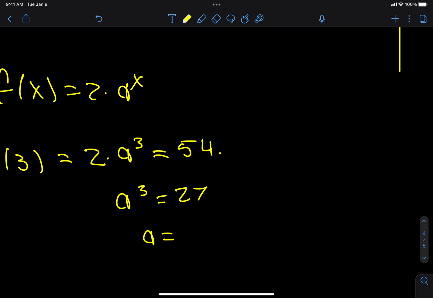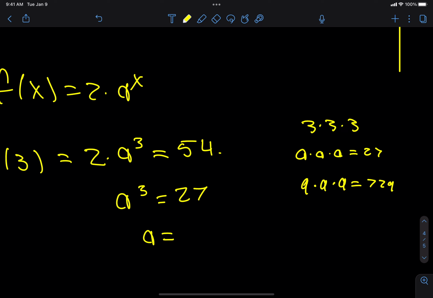We want a number such that if I do a times a times a, I get 27. If I do 9 times 9 times 9, I think I'm going to get 729 or something like that. I think it should be 3 times 3 times 3, yes? That would give me 9 times 3, which is 27. So a is 3.